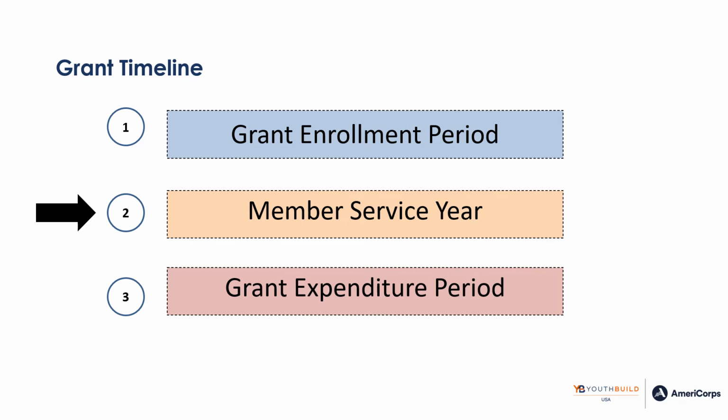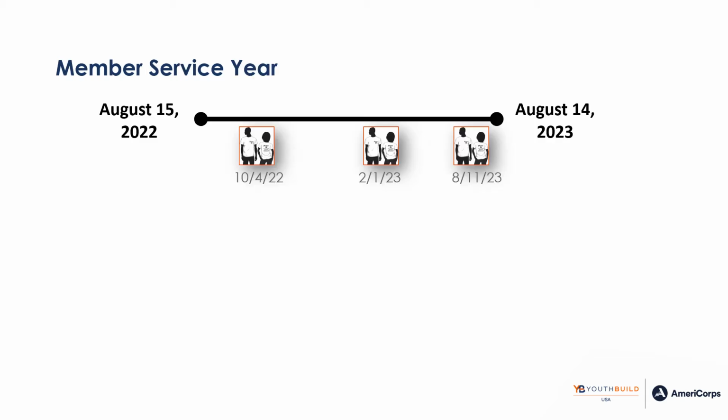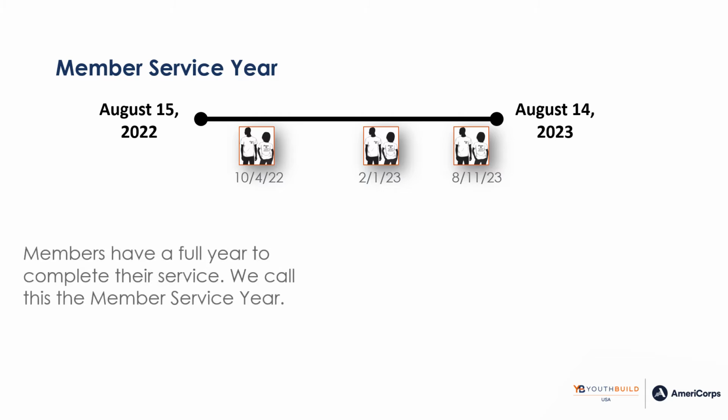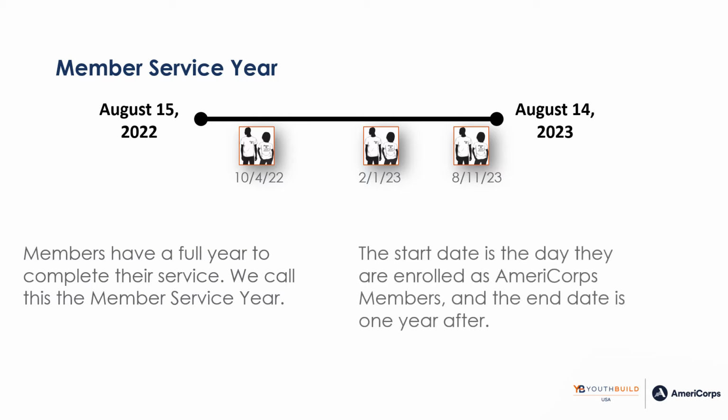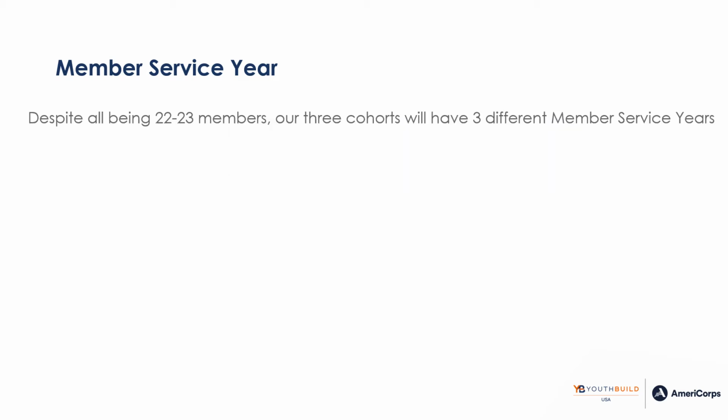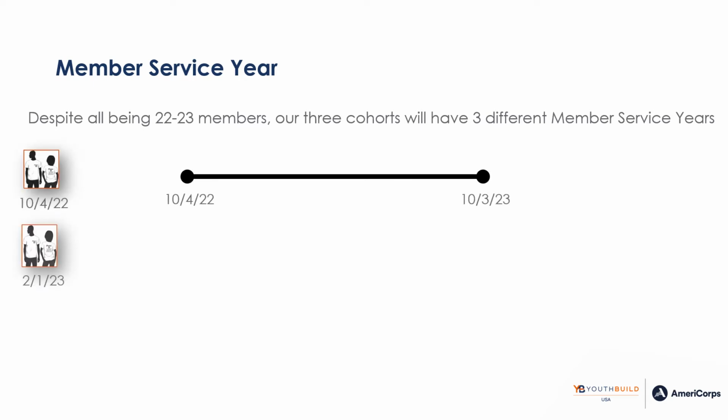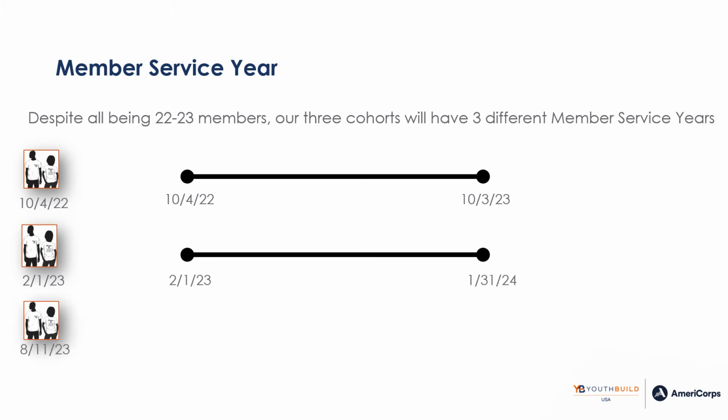Next, let's take a look at the member service year. Members have one calendar year to complete their service term, starting on the day they are enrolled and ending 1 year later. Now let's take a look at the member service years for our three cohorts. Because all three cohorts start on different days, they have different member service years. Here you can see each one beginning on the day they are enrolled and ending 1 full year later.